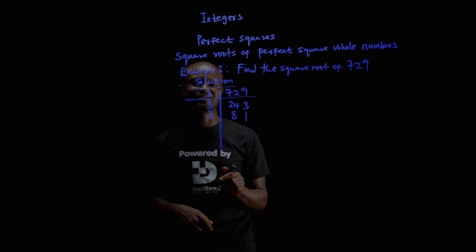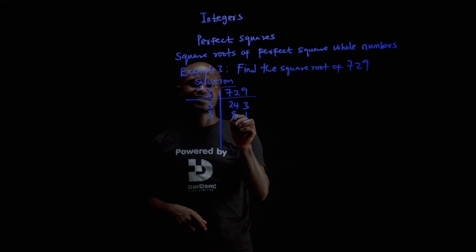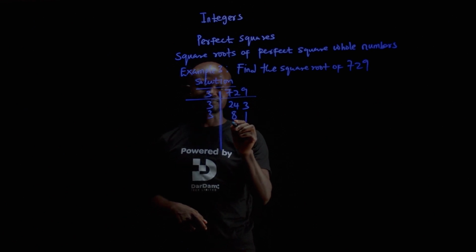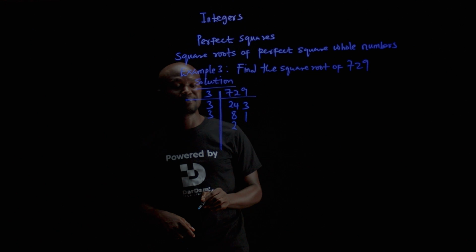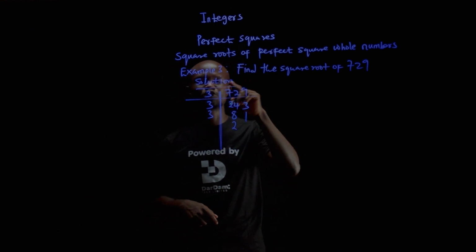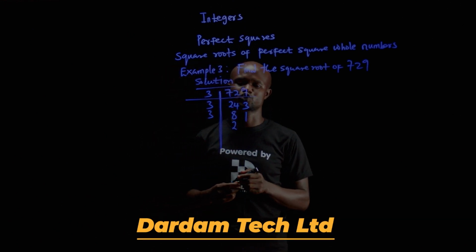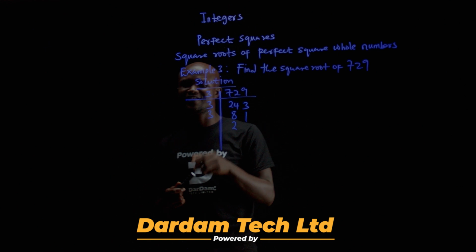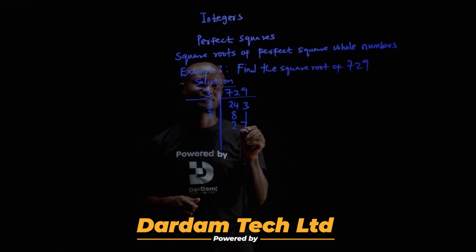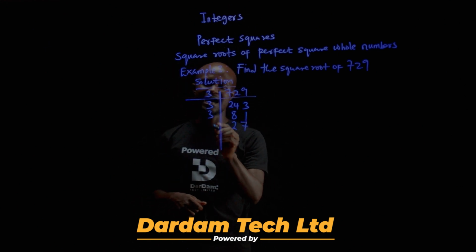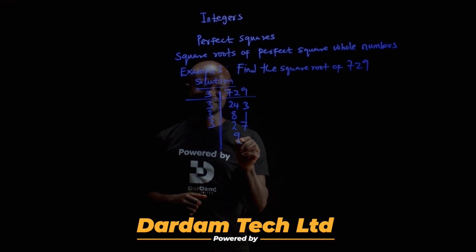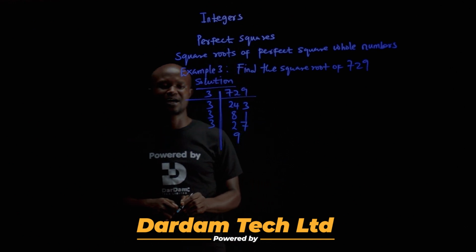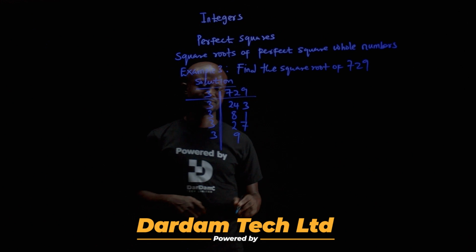81 divided by 3. What do we have? 8 divided by 3. What are we having? 2. Remainder 2. So if you put the 2 in front of 1, what will you have? 21. 21 divided by 3. What do we have? 7. Now, 27 divided by 3, 9. And now, 3 again.